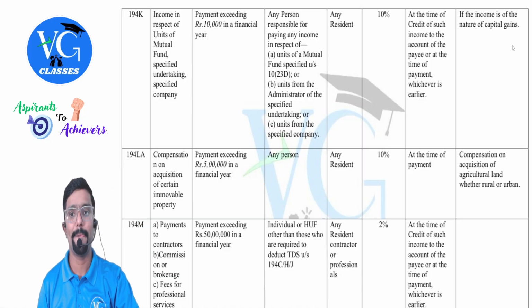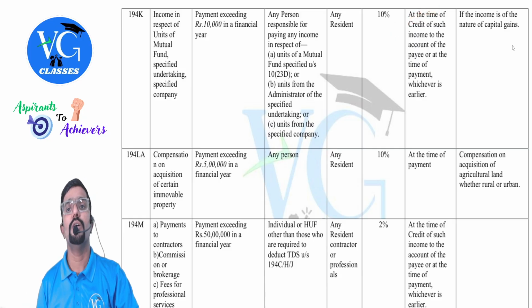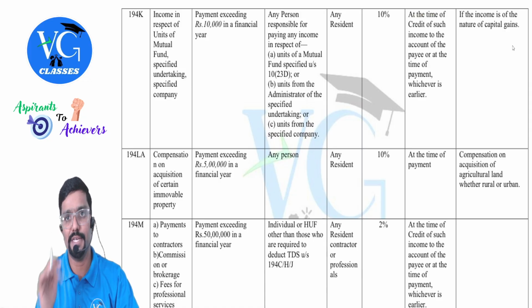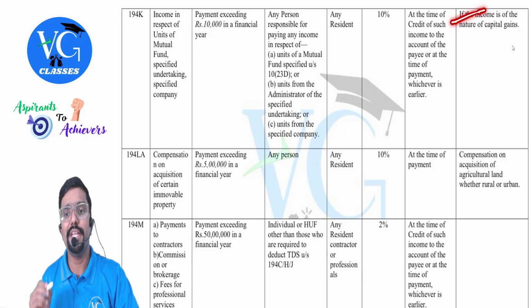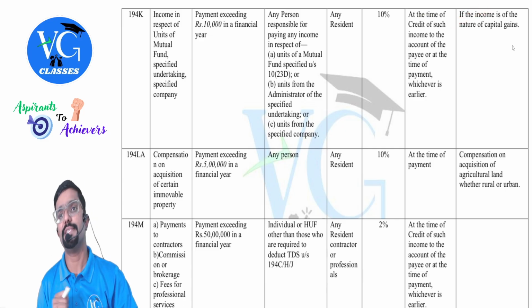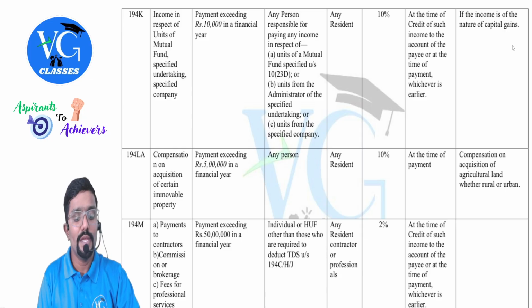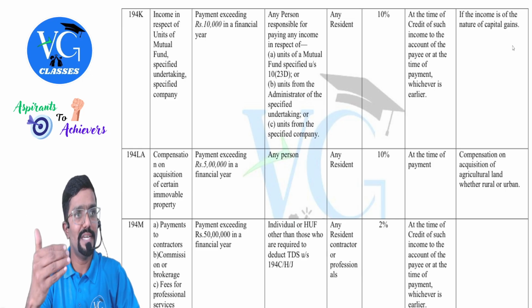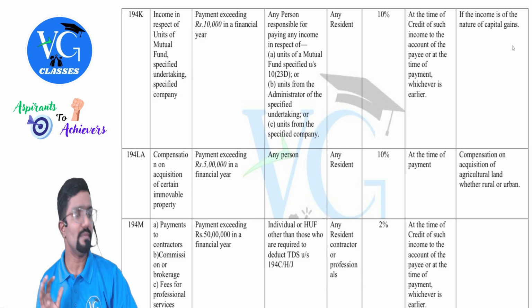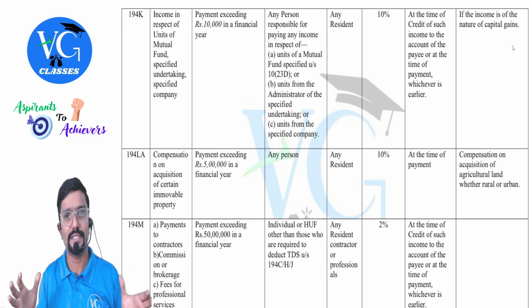Similar to that. When TDS has to be deducted, guys? At the time of credit of that amount to the account of the payee or at the time of payment, whichever is earlier. When no TDS, sir, if it is capital gains income. Guys, they told it is on the income in respect of the units. Sir, what if I have sold the units? Should they deduct TDS on it? No.